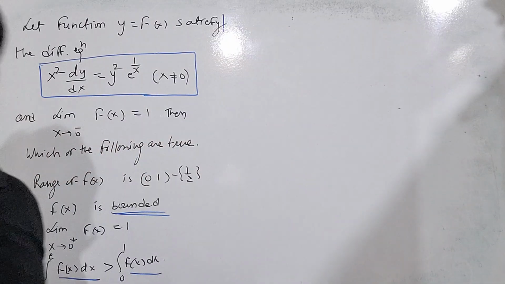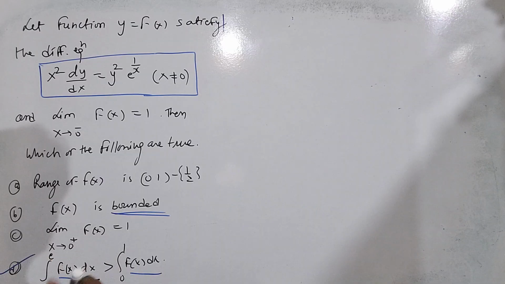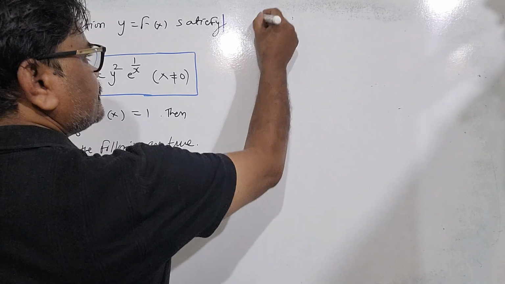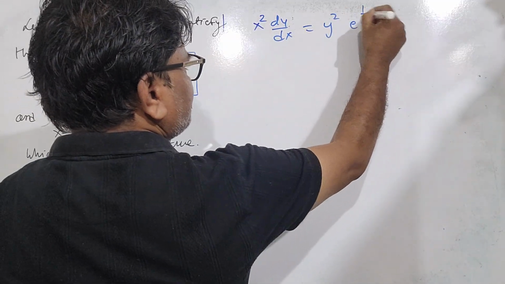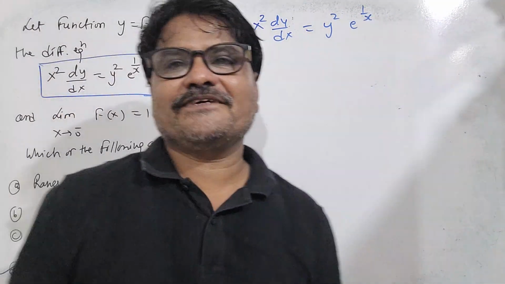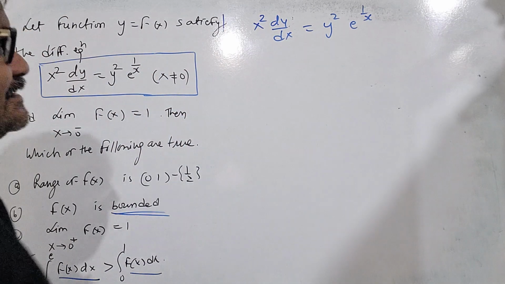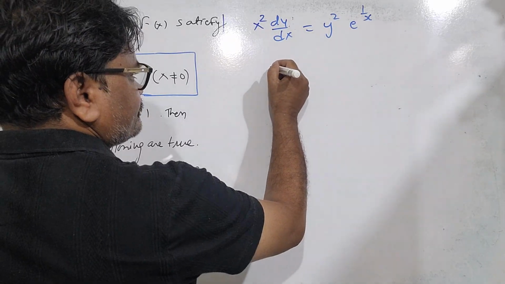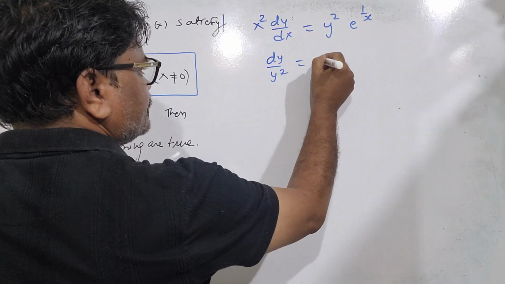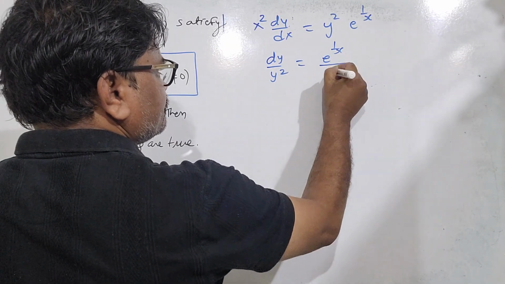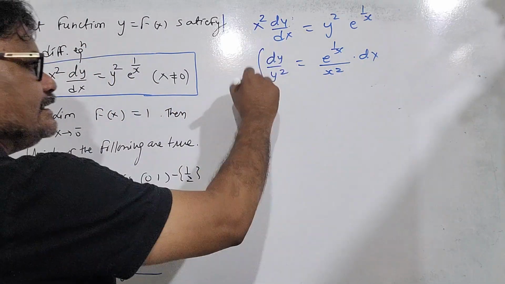Now coming to the question. What is the question? The function f(x) satisfies this differential equation. Let us solve this differential equation. This is x square dy by dx equal to y square into e to the power 1 upon x. So the e to the power 1 upon x function is there, no? Therefore, now this can be solved by the variable separable method, that is dy by y square is e to the power 1 upon x by x square into dx. I have separated the variables, therefore I can integrate.